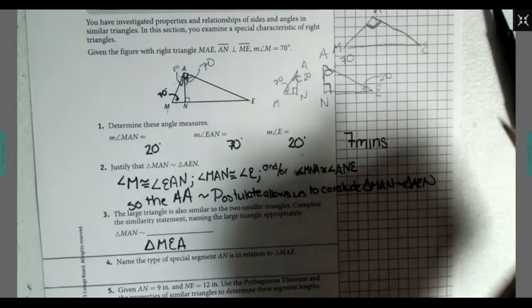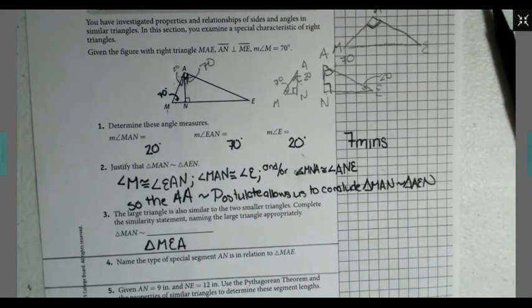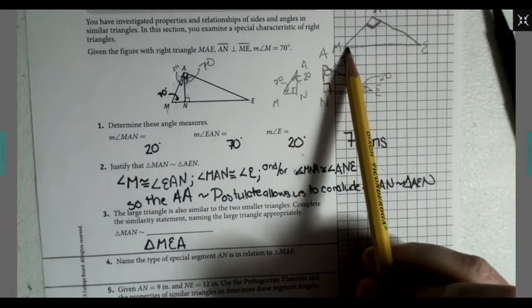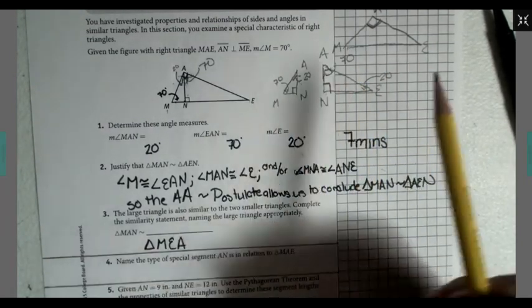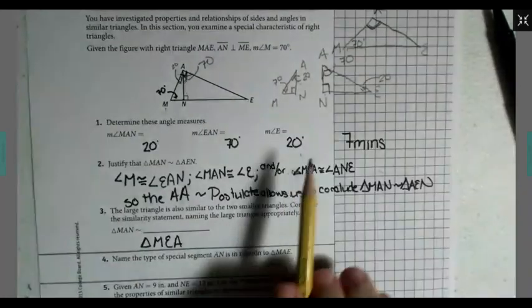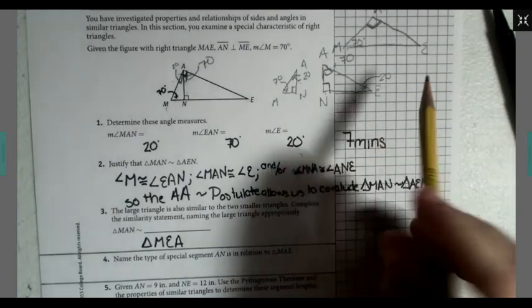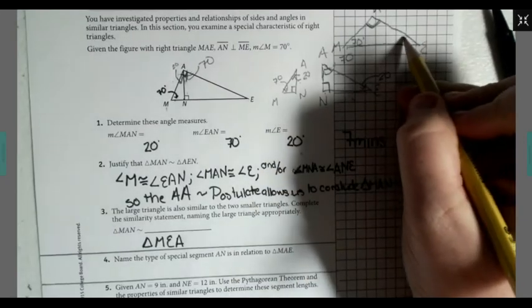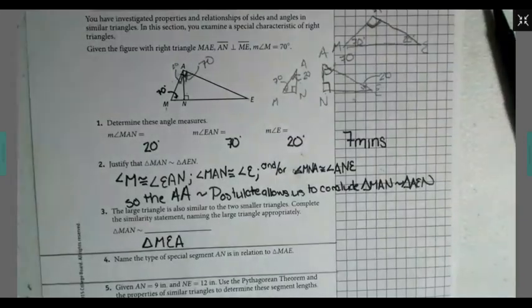This kind of goes back to that process of an angle cannot change sizes. So for instance, M has to stay the 70 degrees by the reflexive property, and angle E also has to stay the 20 degrees by the reflexive property. So I took it apart so I could see it in the pieces.